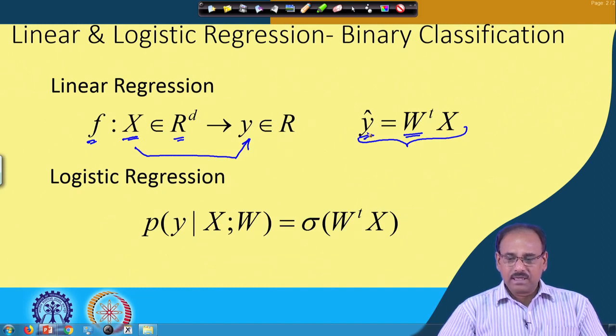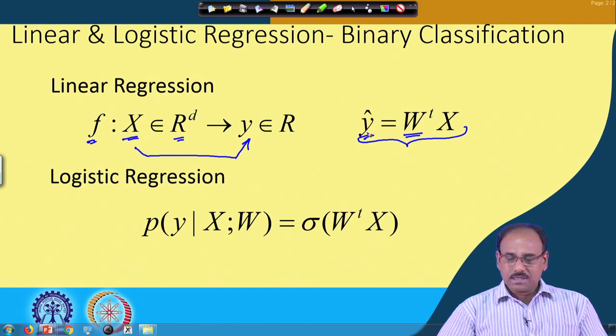So, for a binary classification problem that we have discussed previously, we have seen that if y hat is positive, that means if it is greater than 0, then we classify x to class 1, and if y hat is negative, that is, less than 0, then we classify x as belonging to class 2.